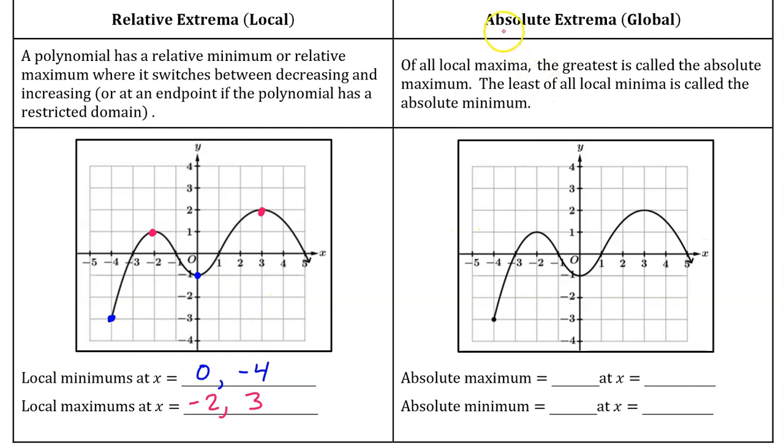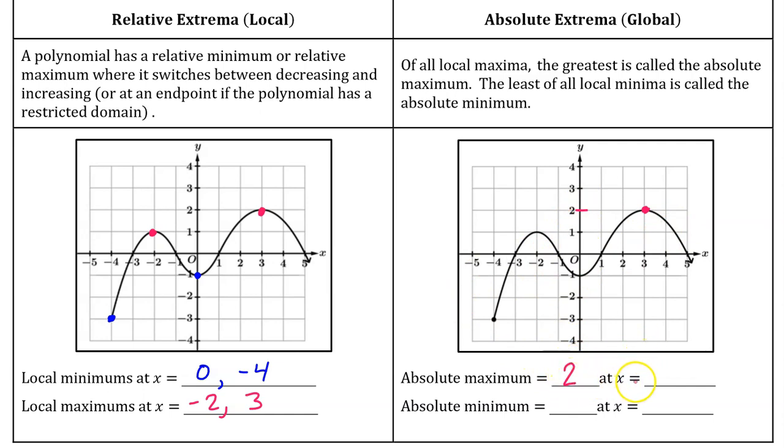Now let's talk about absolute extrema or global extrema. For example, the absolute maximum of this graph is the highest point on the graph. If you are asked what is the absolute maximum, you are being asked for a y value. So we would say that this function has an absolute maximum of 2.